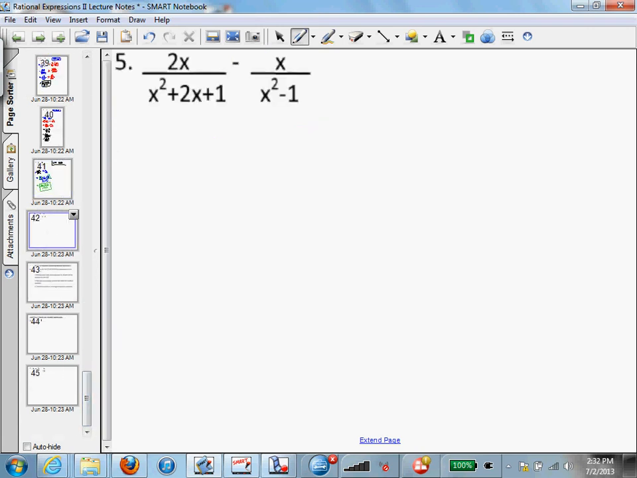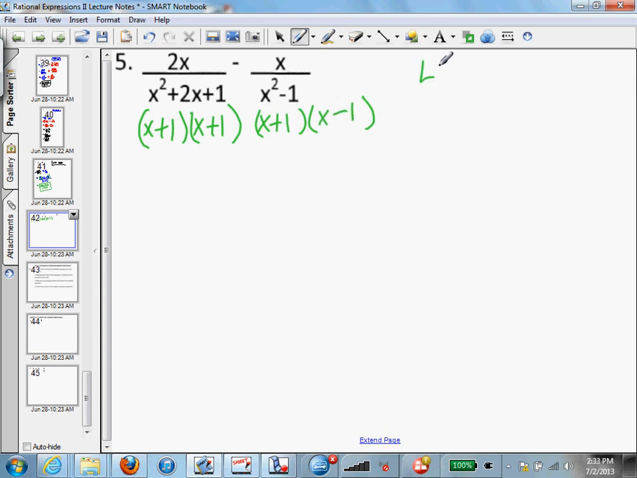Okay, and with number 5, the most important thing you want to look at doing first is factoring the denominators. So with this first one, we're going to open up our parentheses with x inside, and then plus 1 for each one, because 1 times 1 gives us 1, and if you add 1 and 1, that would give us the 2 found in the middle. And for this last piece, we actually have x plus 1 and x minus 1.